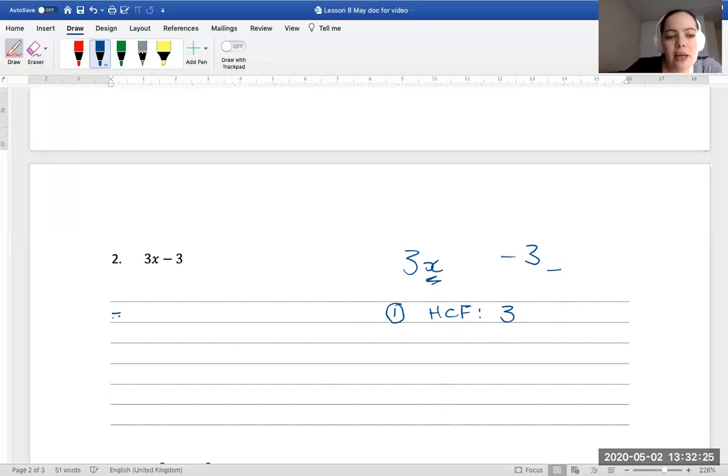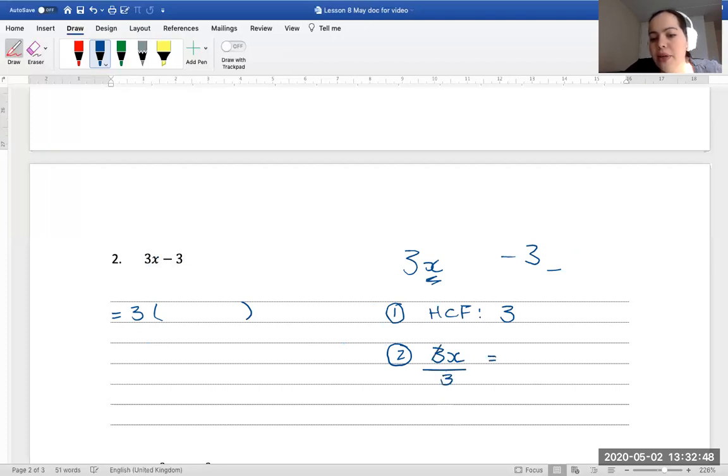So let's get back here. We found our highest common factor. It's just a 3. So now I'm going to pop open my brackets. Now, step 2 is going to be take each of these numbers, each term, and divide it by the common factor that you pulled out. So let's start with 3x, and let's divide it by the highest common factor, which is 3.